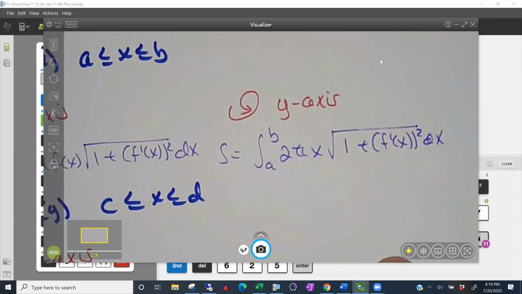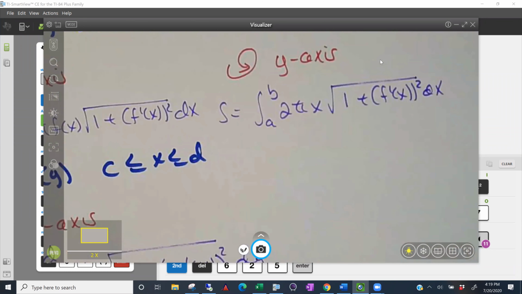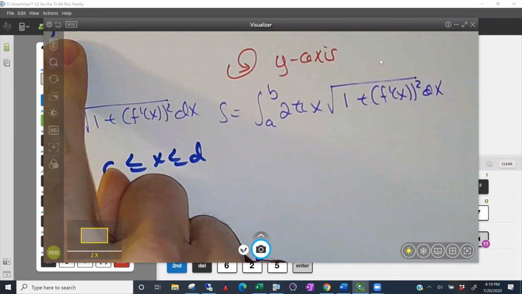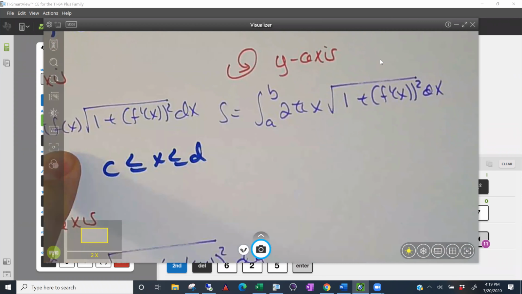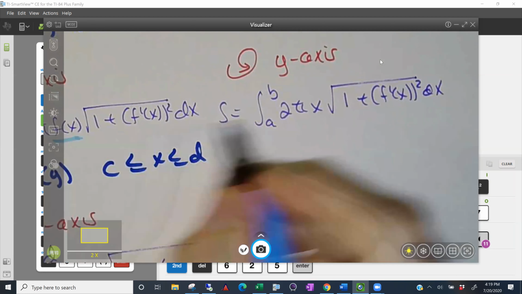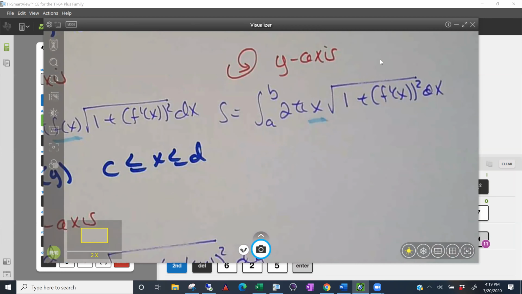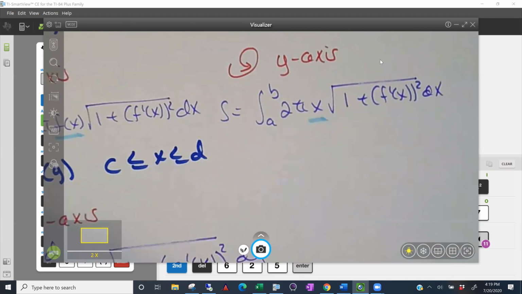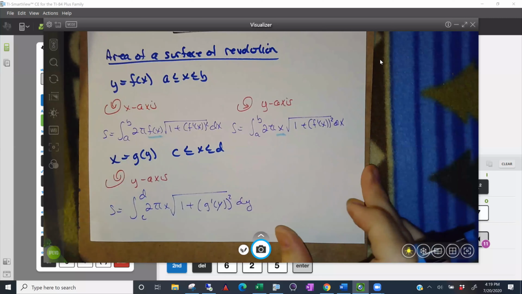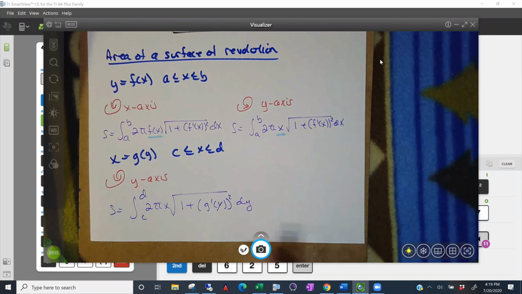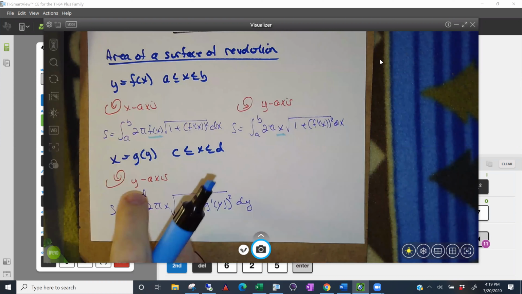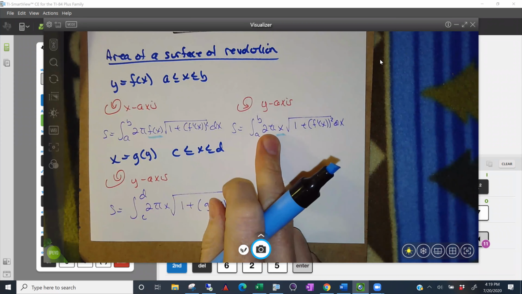Here's all the formulas you're going to need for this section. If you have a function of x and you're rotating around the x-axis, then this is the formula that you're going to need for finding its surface area. If you're rotating about the y-axis, the only difference between these two formulas is you're going to replace the f of x by just an x. And let me zoom out a little bit. Sorry, I didn't realize I was still zoomed in. So this is if you're rotating around the x-axis. This is if you're rotating around the y-axis.